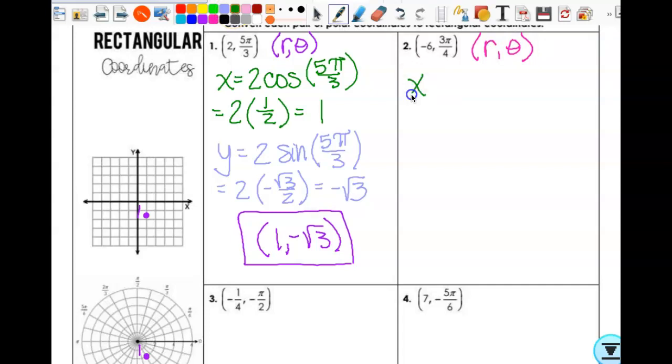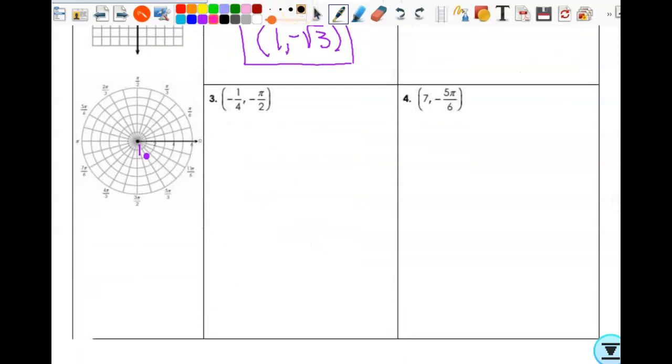So x is equal to negative 6 times the cosine of 3 pi fourths. I just realized I forgot to plot it, so let's go back and plot it. So we're at negative 6, 3 pi fourths. So I go to 3 pi fourths, what quadrant is 3 pi fourths in? Second. And then it's negative 6, so I have to pass through, and I end up right there. So that's point 2. Right?